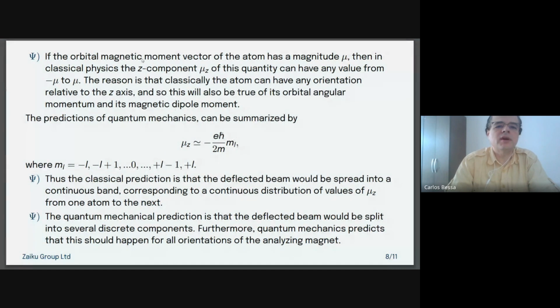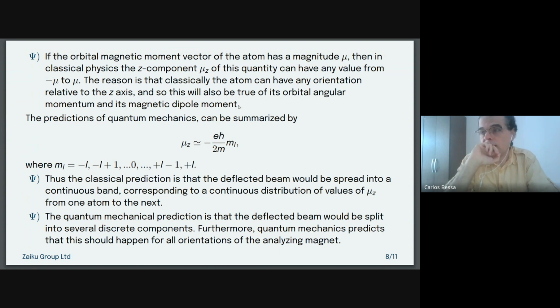So if the orbital magnetic moment vector of the atom has a magnitude mu, then in classical physics the component mu z of this quantity can have any value between minus mu and plus mu. This is classically. The reason is that classically the atom can have any orientation relative to the z-axis, and so will also be true of its angular momentum and its magnetic dipole moment.